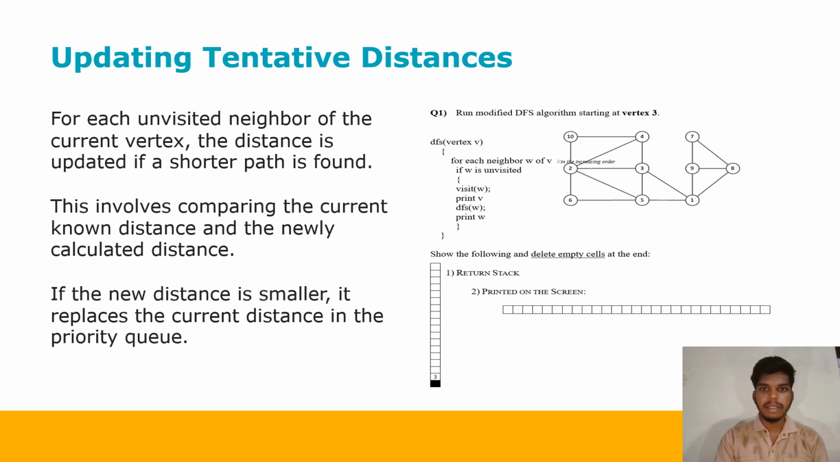Updating tentative distances. For each unvisited neighbor of the current vertex, the distance is updated if a shorter path is found. This involves comparing the current known distance and the newly calculated distance. If the new distance is smaller, it replaces the current distance in the priority queue.